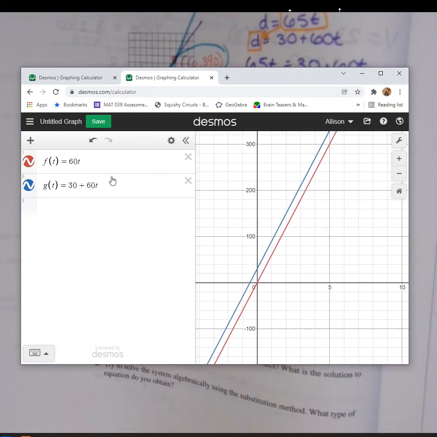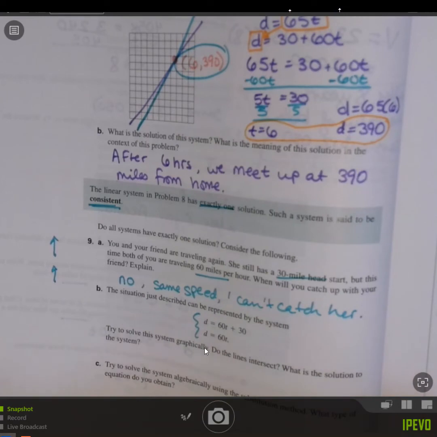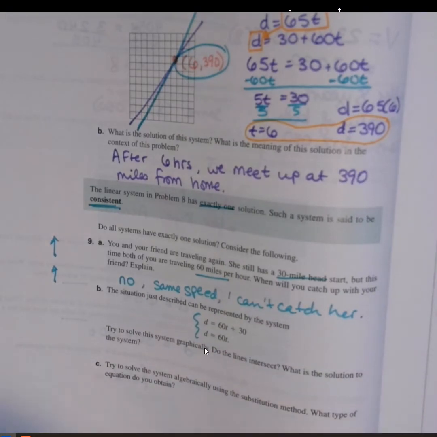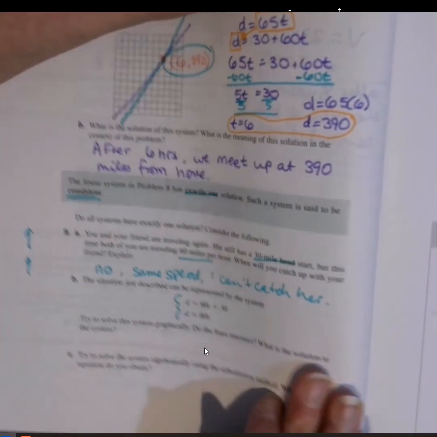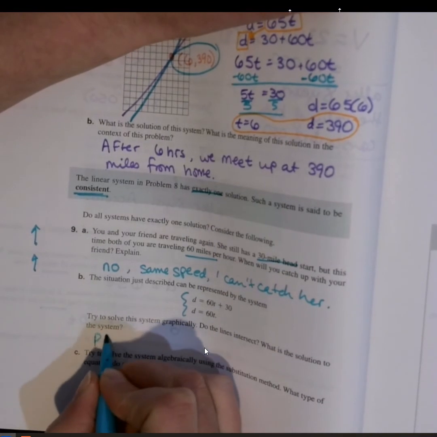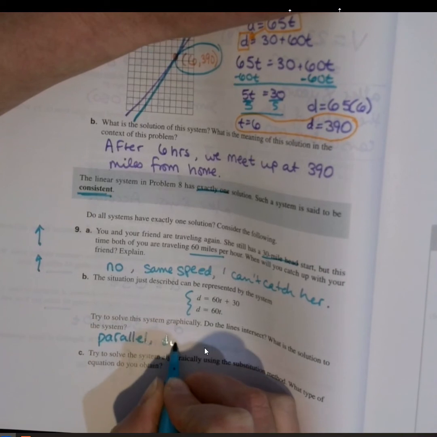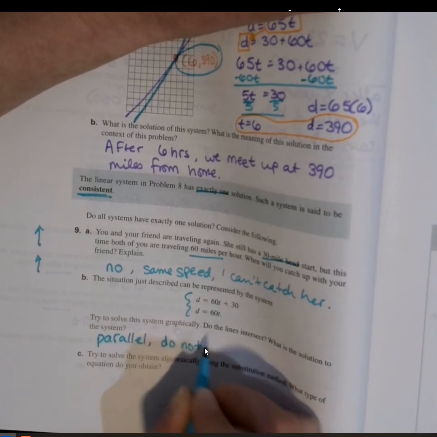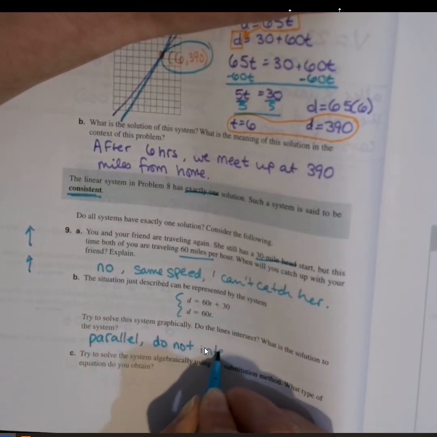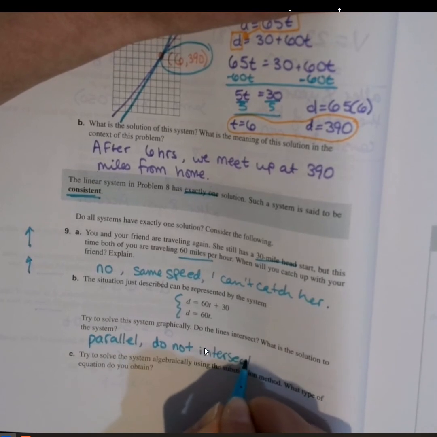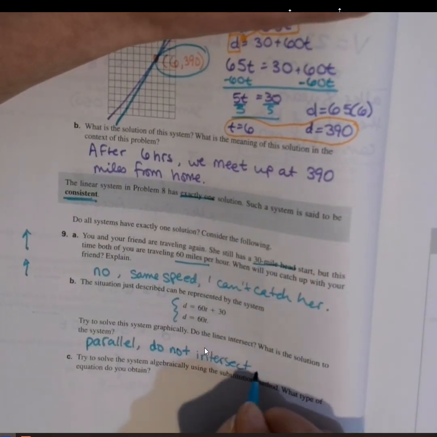So when I observe them graphically, I better know they're parallel because I can see that they have the same slope, and that's the definition of parallel, but I can also see that visually there. So they do not intersect. So these are parallel. They do not intersect. What is the solution to the system? There is no solution.